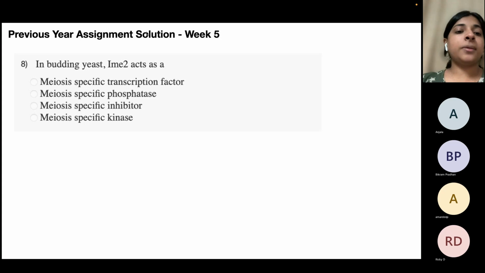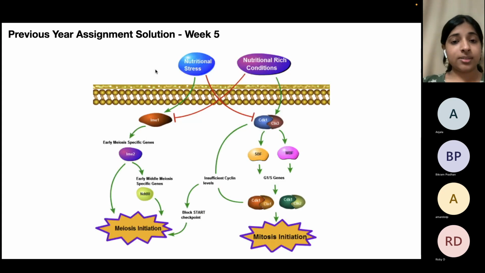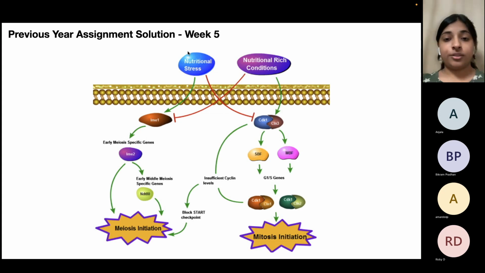So the next question was, in budding yeast, IME2 acts as what? So again, meiosis also contains a lot of regulatory proteins, just like mitosis. It needs to be very well regulated because it can go wrong very soon. In yeast, haploid gamete formation happens when there is nutritional stress. It forms spores, which are enclosed within capsules that are highly protected from environmental stress. So when there is nutritional stress, there is an activation of a compound called IME1, which further goes and activates IME2, which is the candidate in question.